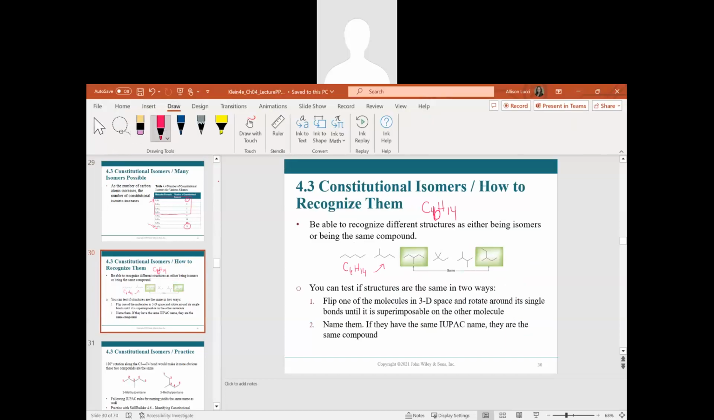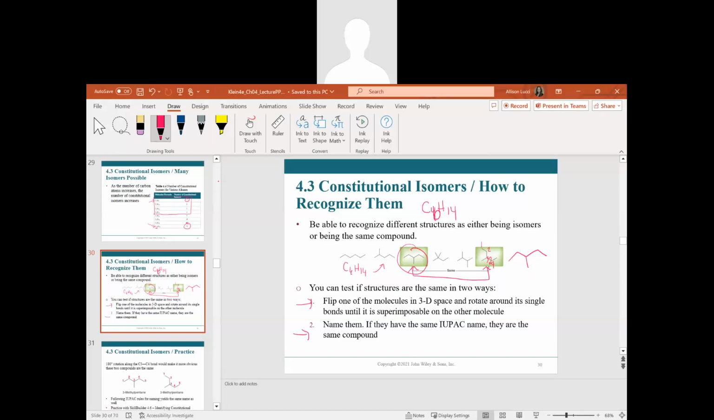So there are 2 ways to do this. The first is to see if there are any carbon-carbon single bonds that we could flip or rotate in 3D space so we could make, in this case, these 2 molecules superimposable. So yes, if we rotate around this carbon-carbon bond here, between carbon 3 and 4, we would generate this structure here. So we have 1, 2, 3, 4, like that, if we rotated that bond between carbon 3 and 4.